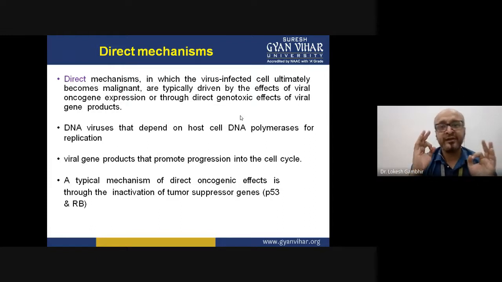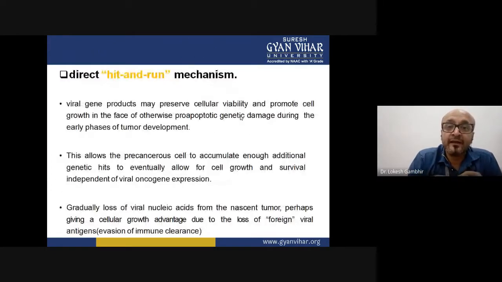Now, why are we calling it direct? Because the oncogenic effect mediated by these viruses is directly on the p53 or retinoblastoma protein. That's why there is direct aberration of tumor suppressor genes induced by these viruses. So when we are talking about the viral proteins, why have we mentioned the direct hit and run mechanism? When we are talking about the direct mechanism, we are calling it the hit and run mechanism.